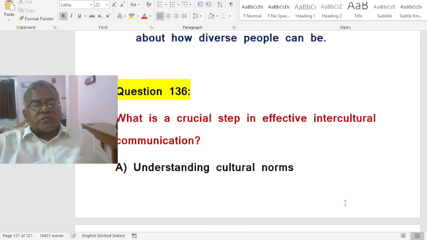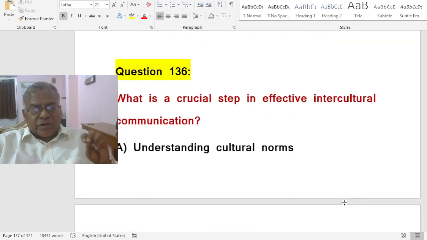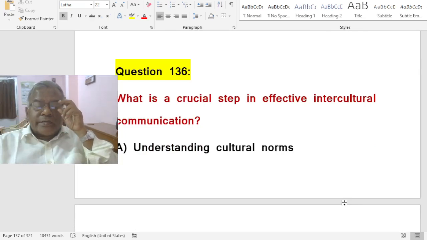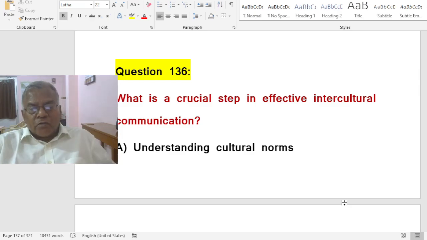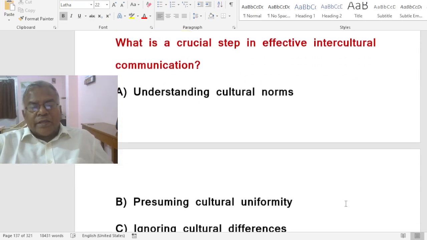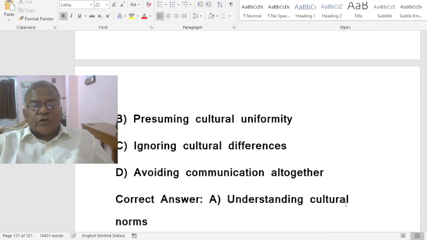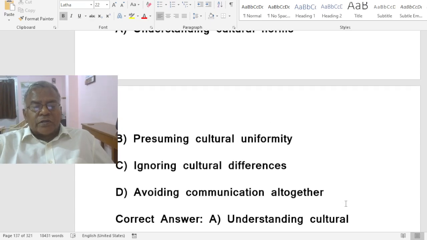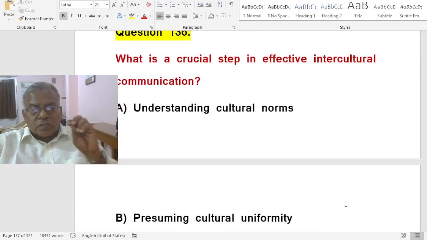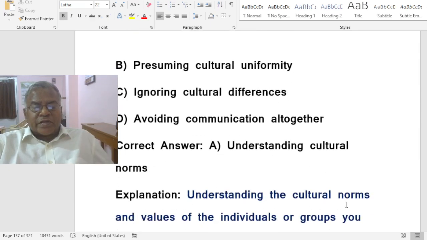Now some questions we can discuss on this particular subheading. What is a crucial step in effective intercultural communication? A. Understanding cultural norms. B. Presuming cultural uniformity. C. Ignoring cultural differences. D. Avoiding communication altogether. What is a crucial, important step in effective intercultural communication?